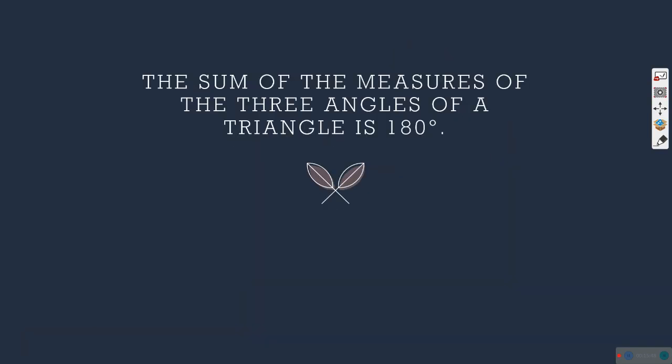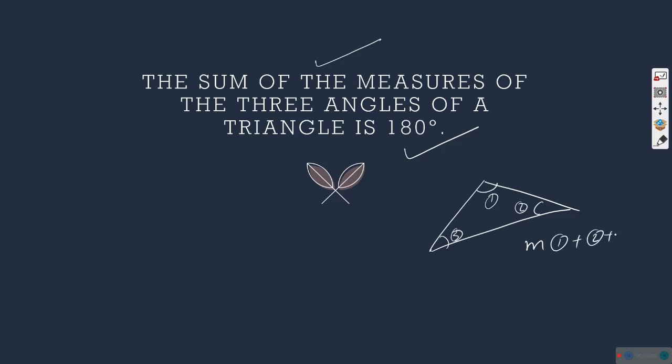Now, another aspect you have to study in this chapter is that the sum of the three angles of a triangle is 180 degrees. That means you take any triangle, you measure angle 1, angle 2, angle 3, and the measure of angle 1 plus 2 plus 3 will be equal to 180 degrees. That is what is given here. So this information also you should learn, understand, and keep in mind while doing the sums of this chapter.